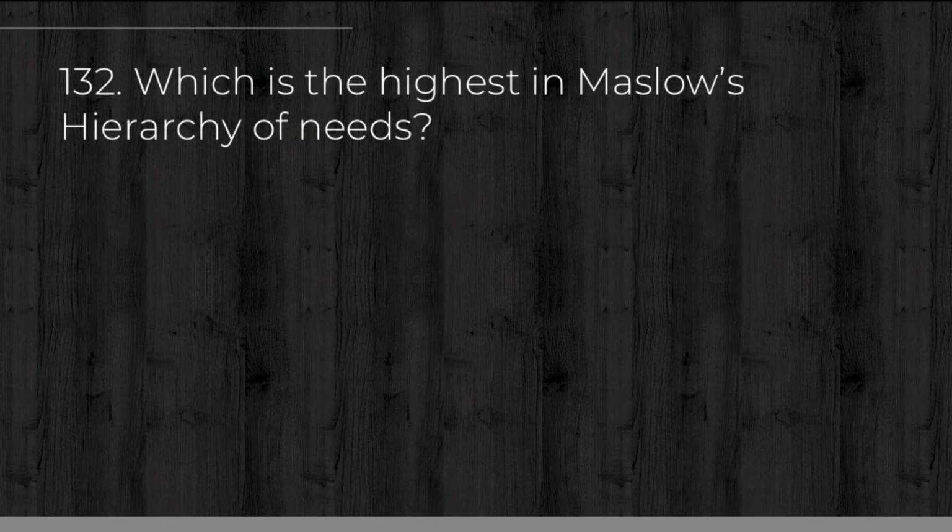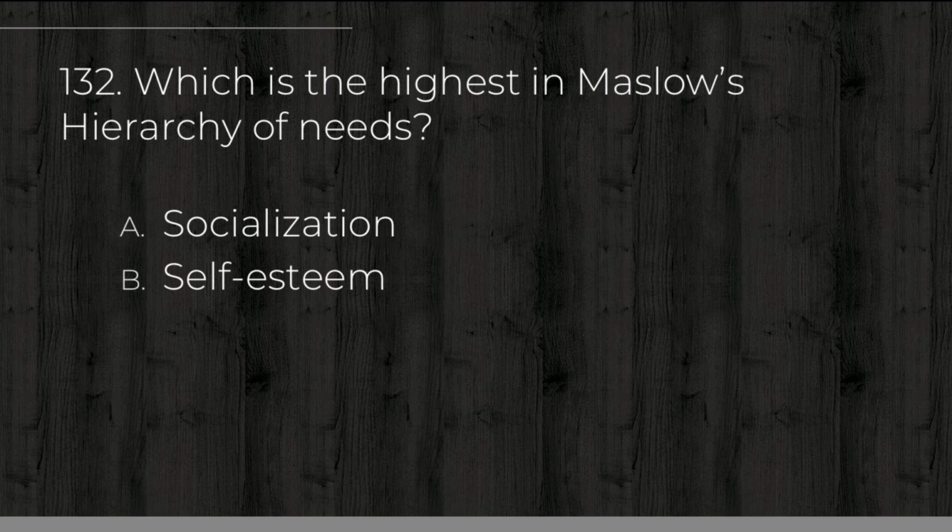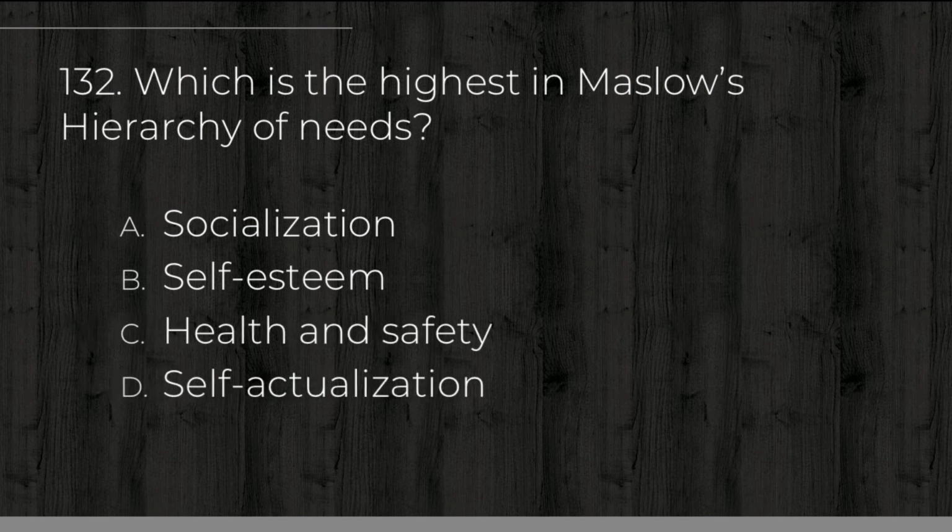Number 132, which is the highest in Maslow's hierarchy of needs? Socialization, self-esteem, health and safety, self-actualization. Your answer, teacher, is... that's very good. Socialization is wrong. It's letter D, self-actualization. According to Maslow's hierarchy of needs, self-actualization is the highest level where a person reaches their full potential.